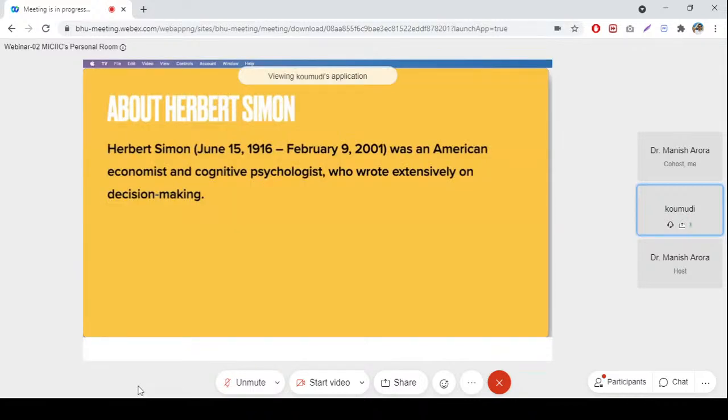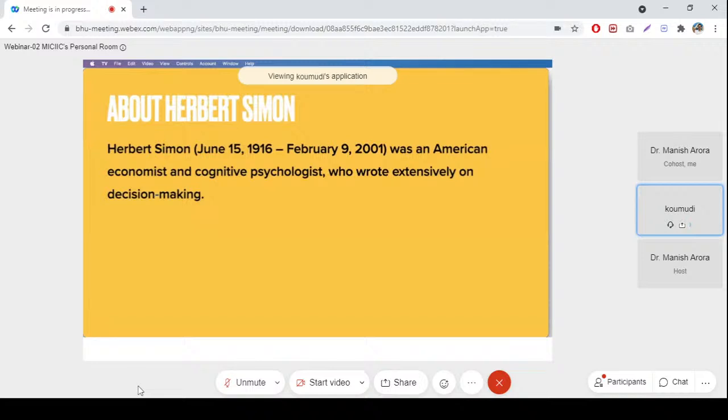Herbert Simon was an American economist and cognitive psychologist who wrote extensively on decision-making. He is best known for the theories of bounded rationality and satisficing. He received the Nobel Prize in Economics in 1978 and the Turing Award in 1975. We will be referring specifically to his book, Sciences of the Artificial, which he published in 1969.